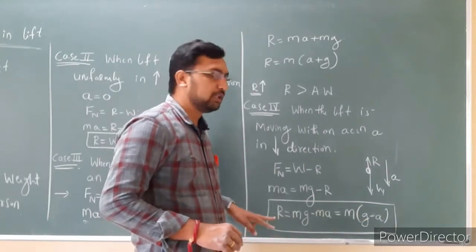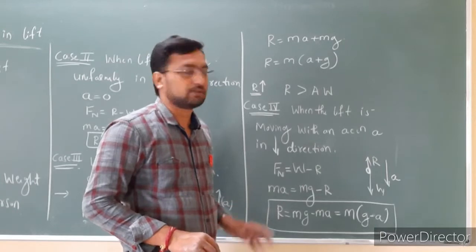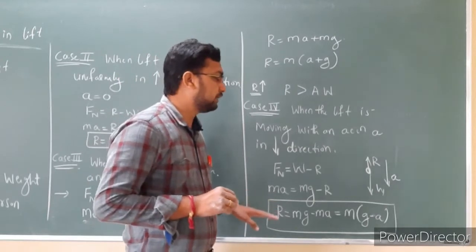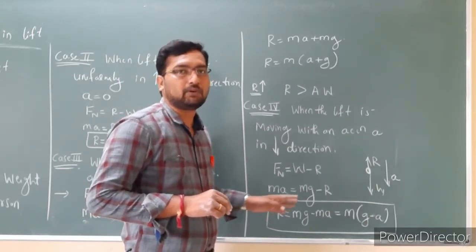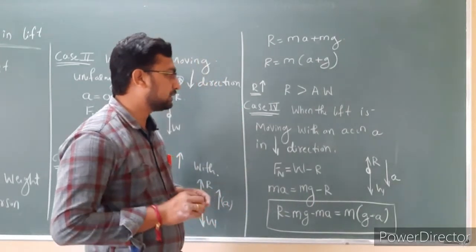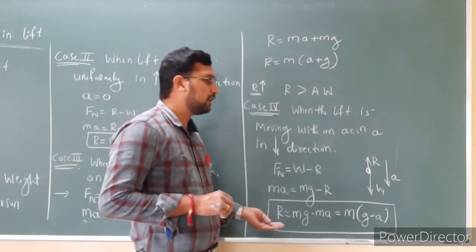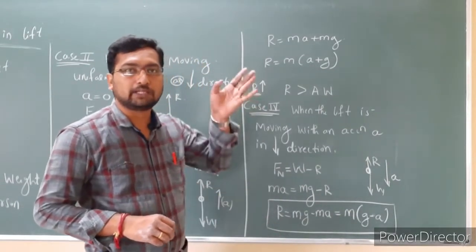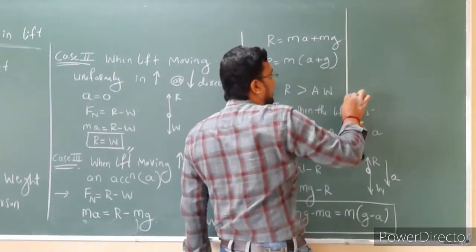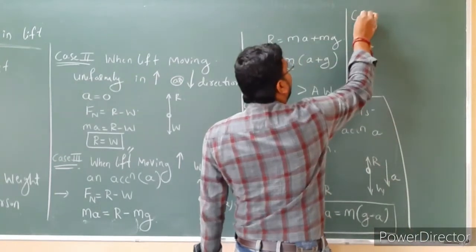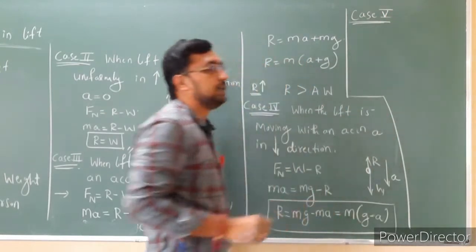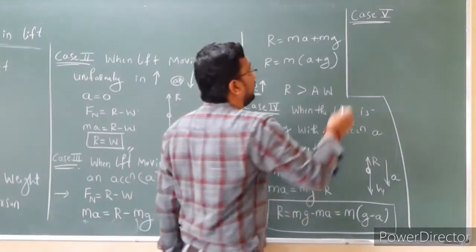So in this case, the apparent weight of the person decreases when the lift is moving in the downward direction. So here the weight of the person is greater than the apparent weight of the person, right? So in the fourth case, when the lift is moving with an acceleration in the downward direction, the apparent weight of the person decreases. And the last, case number 5. Last case, the lift falls freely, right? And the lift falls freely.